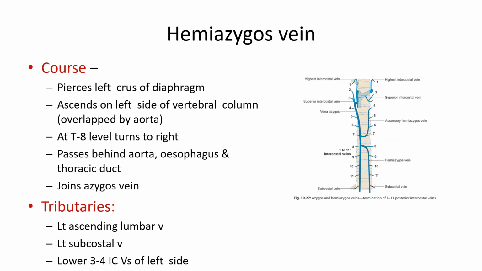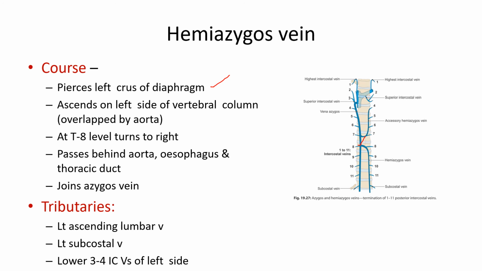Coming to the course of the hemiazygos vein. This will also pierce the left crus of the diaphragm and ascend on the left side of the vertebral column, and it is overlapped by the aorta. At the level of T8 vertebra, it will turn to the right and pass behind the aorta, esophagus and thoracic duct to join the azygos vein. So that's what you are seeing in this picture.